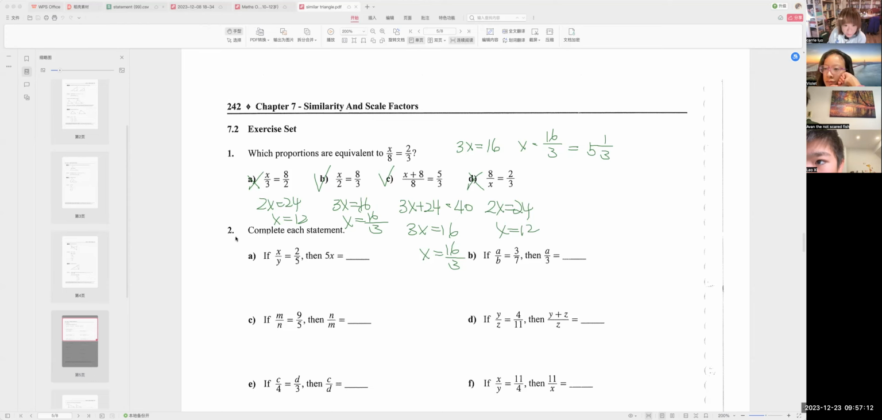Okay, so let's take a look at number 2. So complete each statement, okay? So 5x equals what? 5x equals 2y. Very good. Okay, so if m to n equals 9 to 5, so n to m equals 5 to 9. Very good. Okay, if 3c equals 4d, so c to d equals what? C over d equals 4 over 3. Because you can see if you times them, still 3c equals 4d. Okay, so please do B, D, and F yourself.